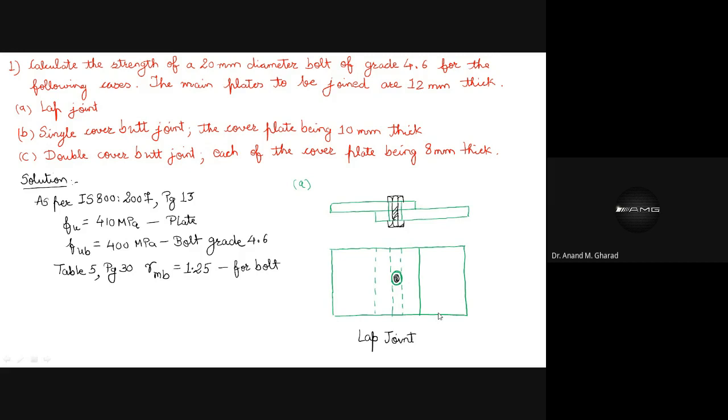Okay. Now, the most important thing which you people are supposed to remember, we are supposed to write down all the necessary information which is given in the numerical. So to start with, we have this information, that is grade of the bolt, the diameter of the bolt, the thickness of the plate. Let's go step by step. As per IS 800-2007, page number 13.